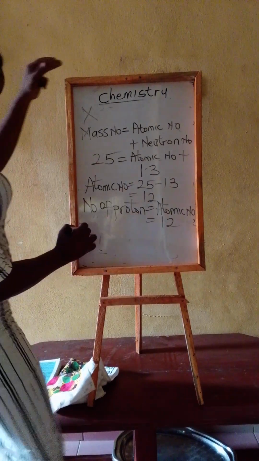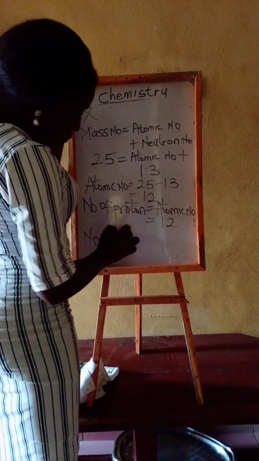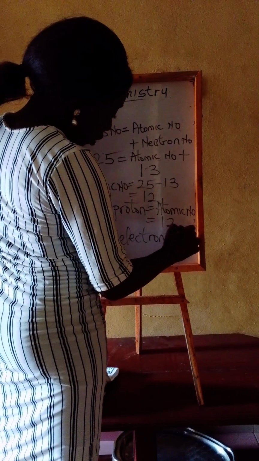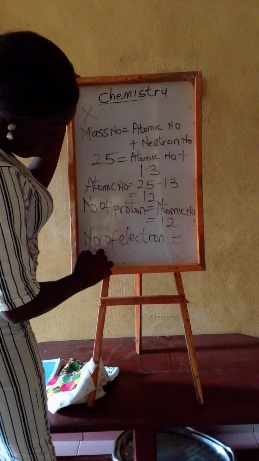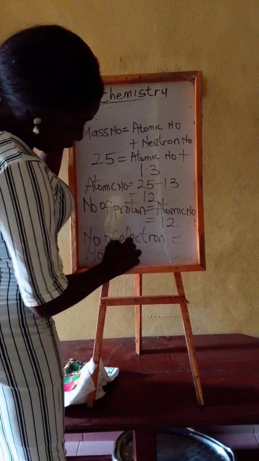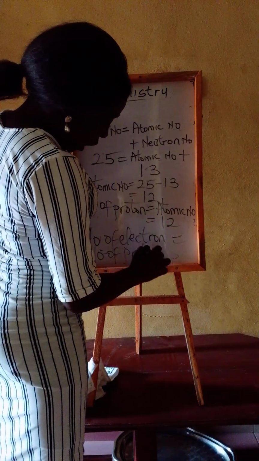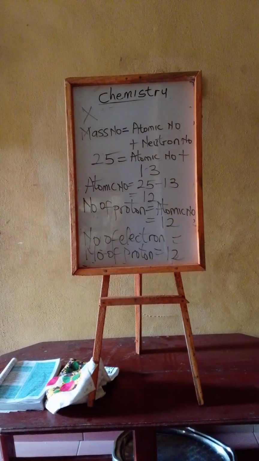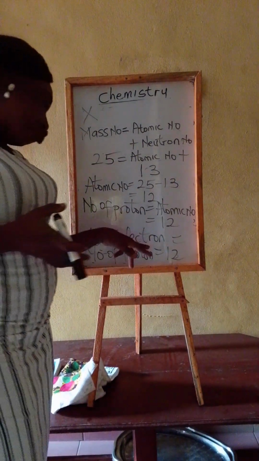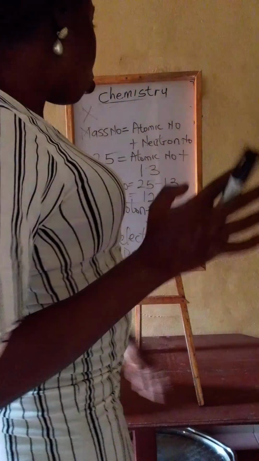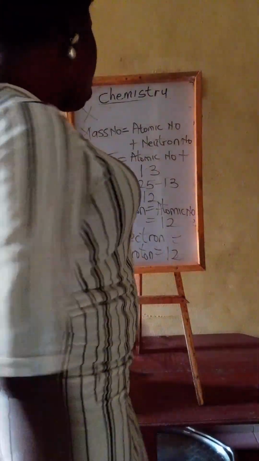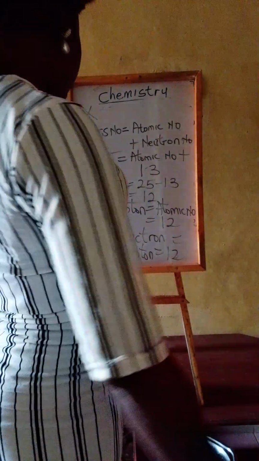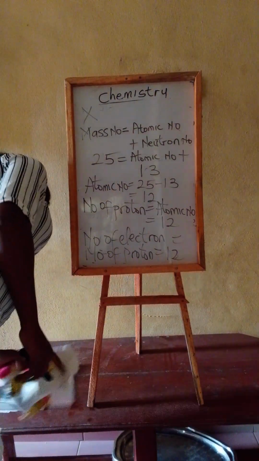The number of electron equals number of proton, which is 12. So number of electron equals number of proton, and number of proton is 12.